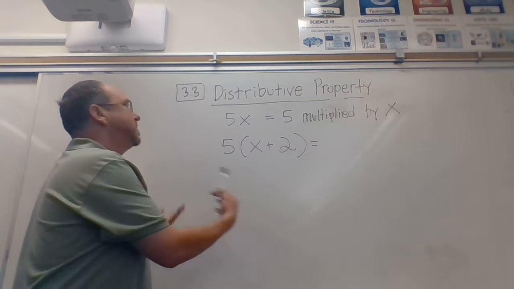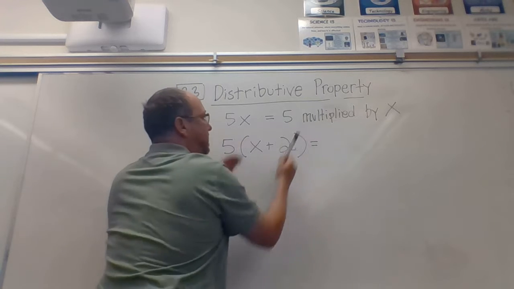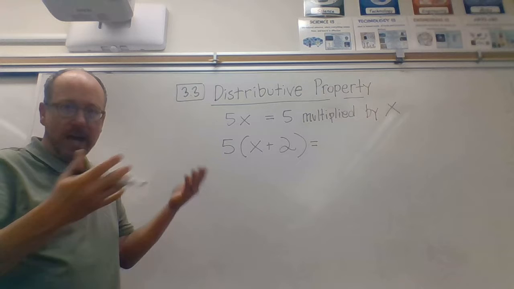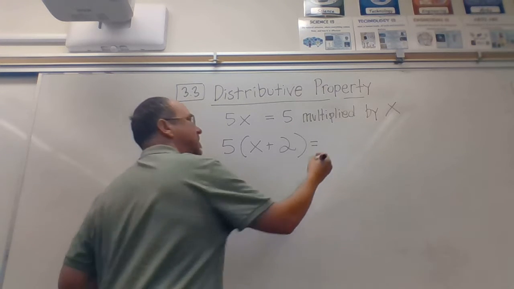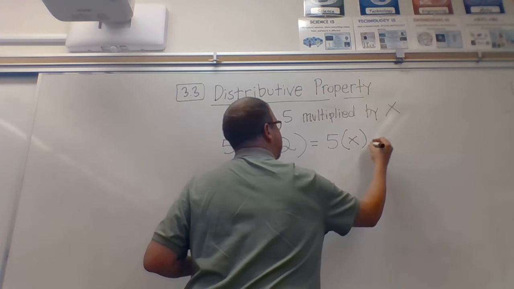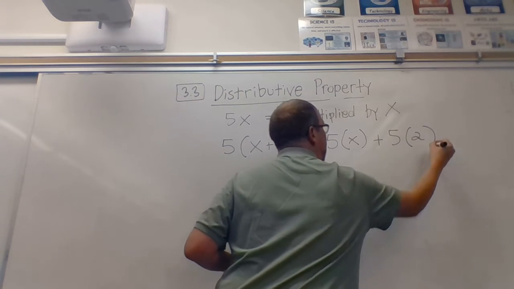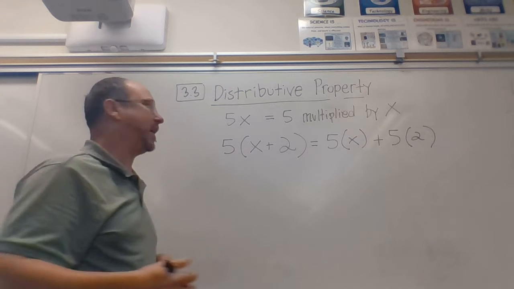Now, let's look at a situation with distributive property. 5, and then within parentheses, you have this expression x plus 2. Everything within the parentheses is going to be multiplied by the value outside the parentheses. So we could rewrite this as 5 times x plus 5 times 2. All right, everything within that is multiplied by the number outside of it.